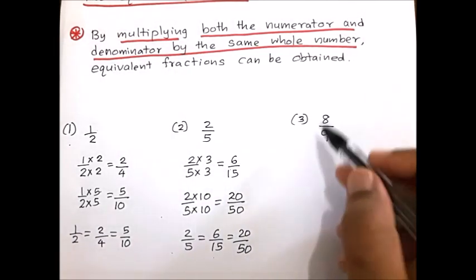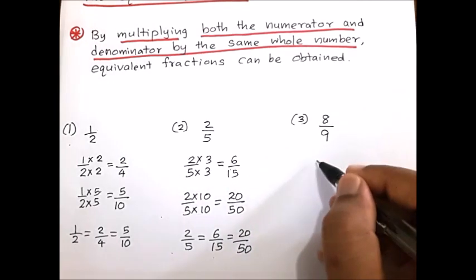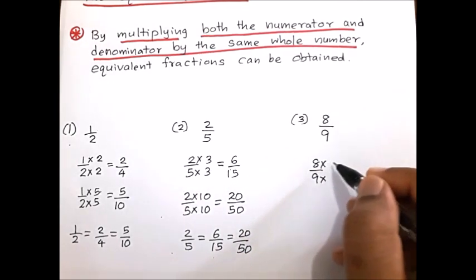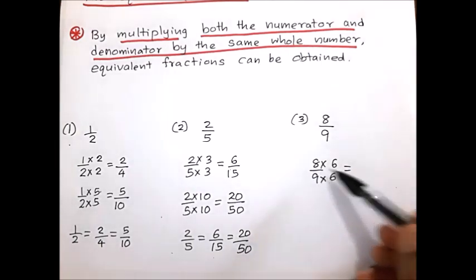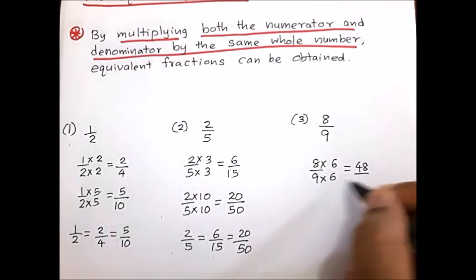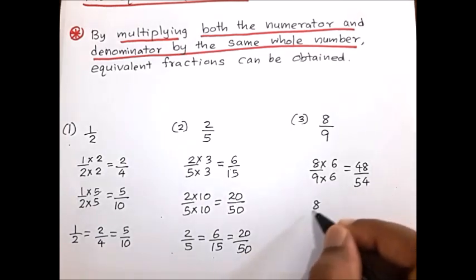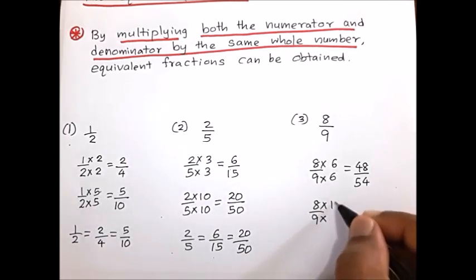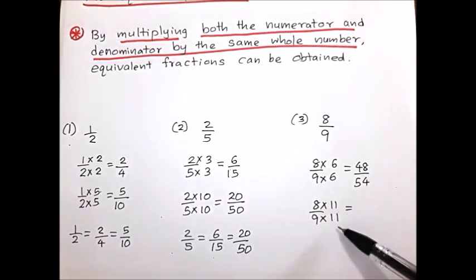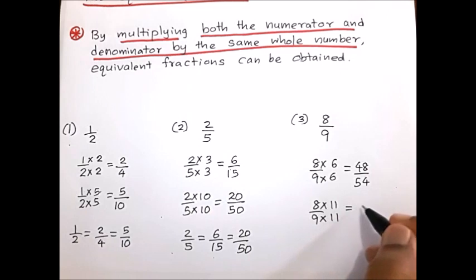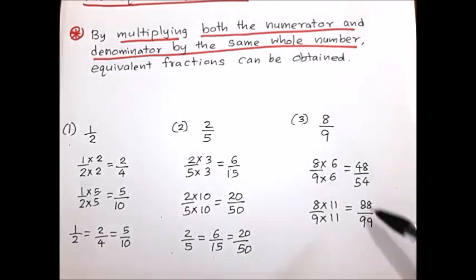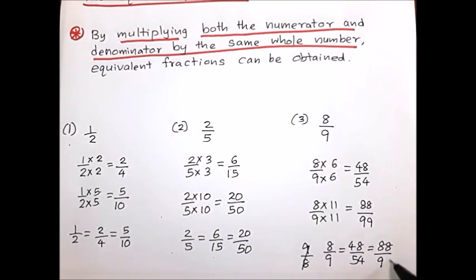Look at third example. Here I am going to write two equivalent fractions to this one. Multiply this one by 6. 8 multiplied by 6, 48. 9 multiplied by 6, 54. Then multiply this one by 11. You can select any number here, right? 8 into 11, 88. 9 into 11, 99. Now these three are equal. We can say these fractions are equivalent fractions. 8 over 9 equal 48 over 54 equal 88 over 99.